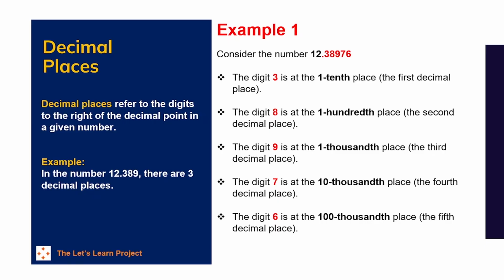The digit 8 is at the 100th place and hence becomes the second decimal place. So it goes on like that. 9 is at the 1000th place, so it is the third decimal place. And then 7 is at the 4th decimal place, which is the 10,000th place. 6 is at the 5th decimal place, which is the 100,000th place. So they go in that order. The next one is going to be the 1,000,000th place.